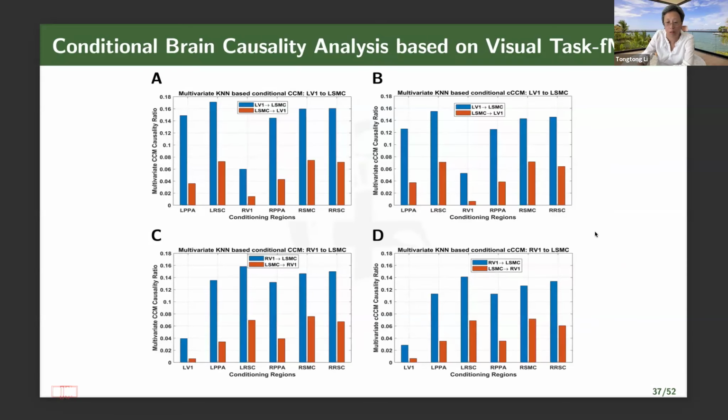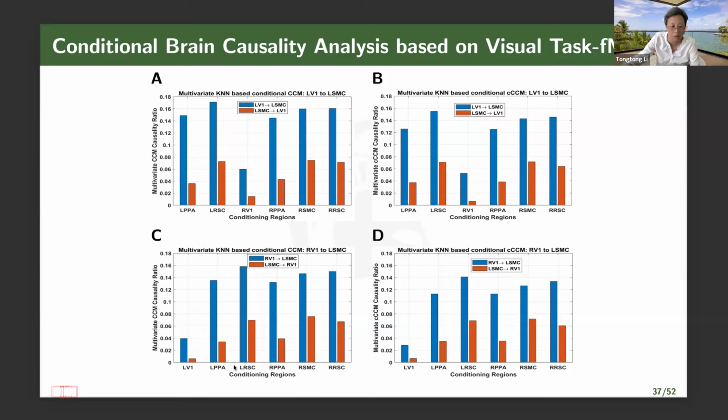When we consider this conditional causality, RV1 has the biggest influence on the causality because RV1 and LV1 are closely correlated to each other, and then it's followed by left PPA and right PPA.